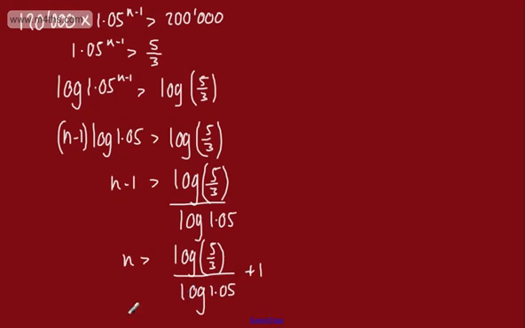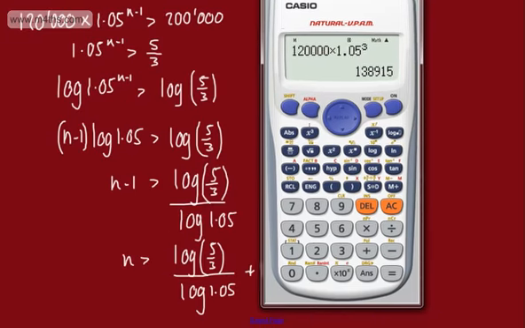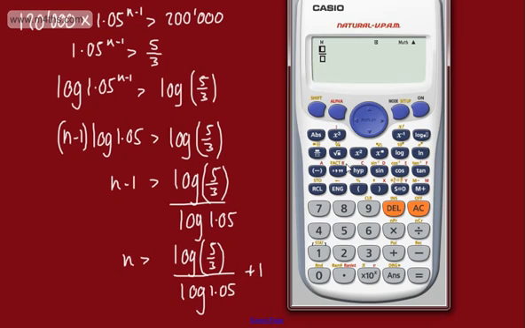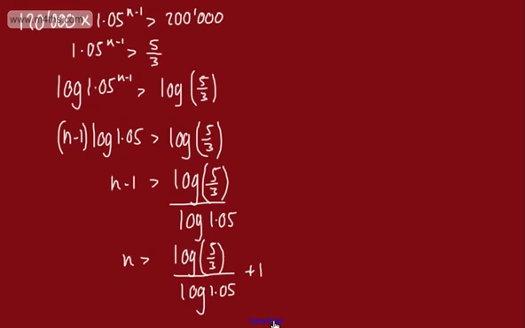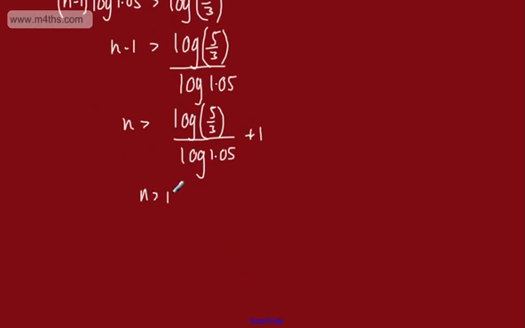So let's evaluate that on the calculator. In the numerator, we can use log, so this is base 10. You can use any base you like, if you want to use the natural log, any base you like, as long as you're consistent on both terms. So in the denominator, we've got log of 1.05. To that we need to add 1. That's now going to give me that n is greater than 11.46 and so on and so forth. Therefore, from here we can say n will be equal to 12.